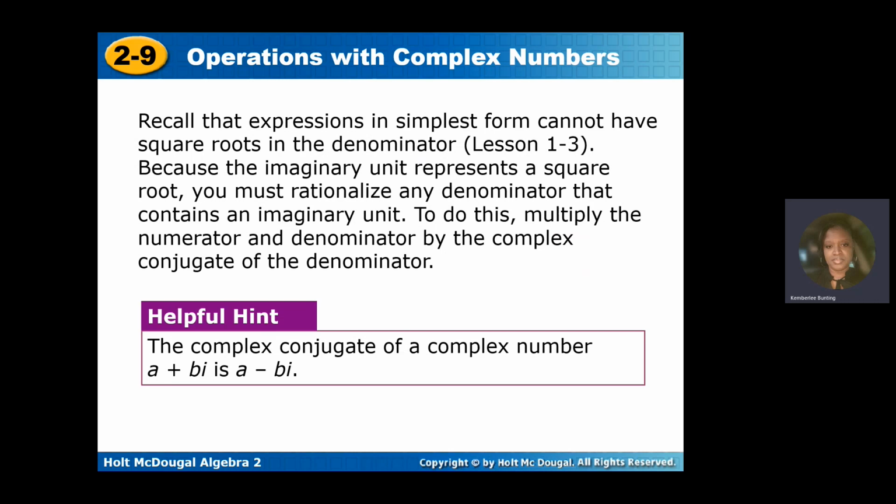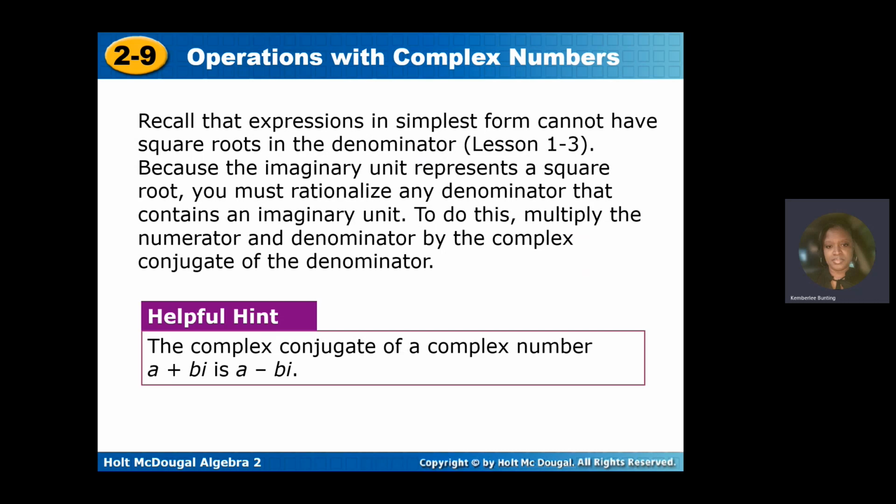When you have an I in the denominator, essentially what you have in the denominator is the square root of -1, right? Isn't that what I equals? It is improper to have a square root symbol in the denominator, all right? Now, the text goes on to say that because the imaginary unit represents a square root, the square root of -1, you must rationalize any denominator that contains an imaginary unit, okay? You can't have I in the denominator, period, all right? You cannot have I in the denominator. That's what you need to remember.